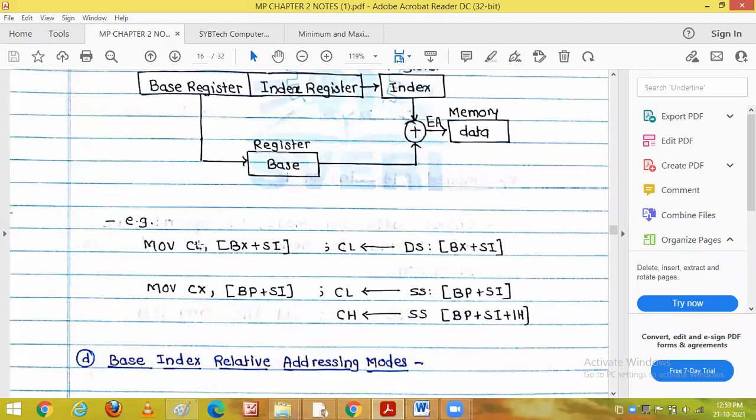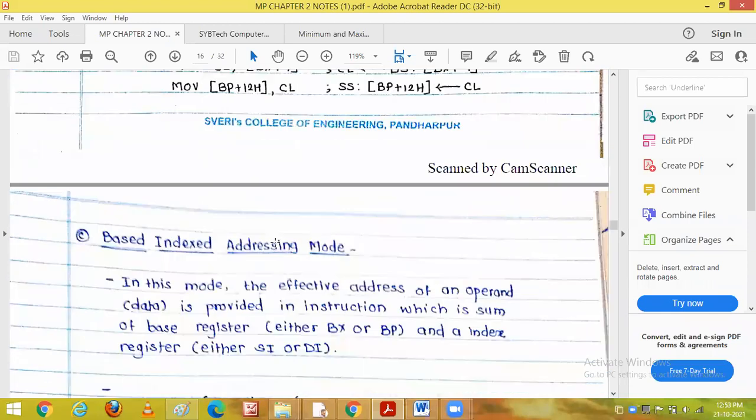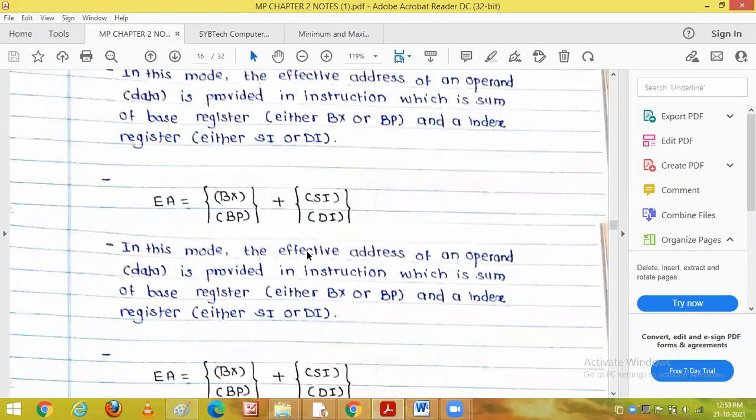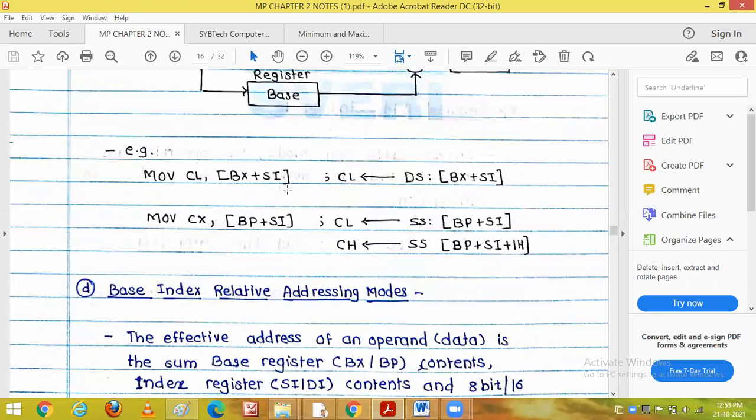So here in this sense, here is the BX. In the previous one you were using values here, right? But here you have to use indexing. That's what we call based index addressing modes. So here we have to use the index.